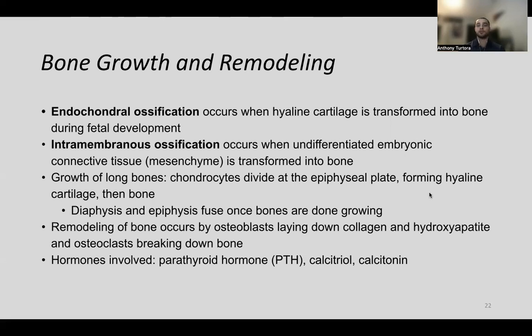So talking specifically about remodeling of bone, this occurs by osteoblasts, when they lay down collagen and hydroxyapatite, and osteoclasts, which break down bone. This constant formation and destruction of bone happens a lot in cancellous bone due to pressure when we walk, for example. And then hormones that we have involved, we have parathyroid hormone. This stimulates osteoclast activity. Calcitriol also does this, while calcitonin inhibits osteoclast activity.